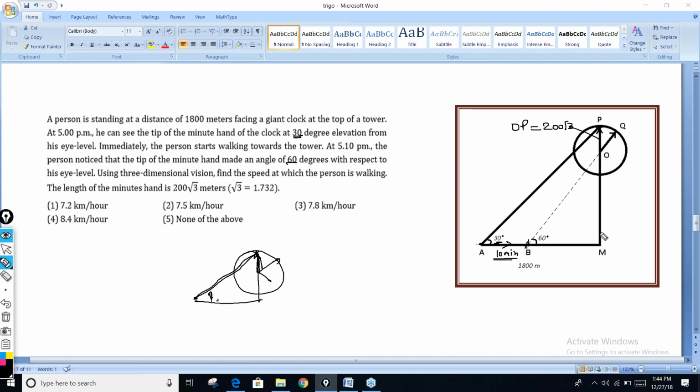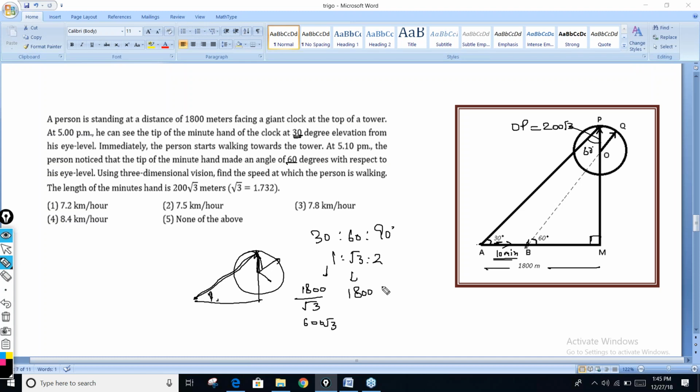So again, that is a ground level, so I'm making an angle of 90 degree. That is 30 degree. That is 60 degree. Now, in a 30, 60, 90 triangle, the side ratio is 1 is to root 3 is to 2. Which side is given? We know the length of AM. So the side in front of root 3, in front of 60 degree, is given, which is 1800 meter. So root 3 denotes 1800. So 1 will denote 1800 upon root 3, which is 600 root 3.